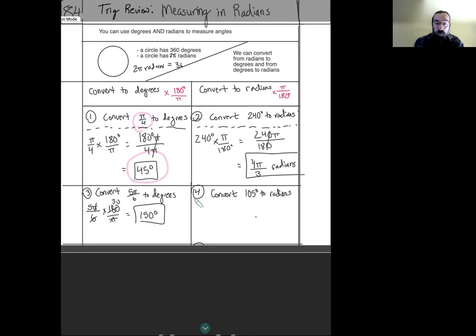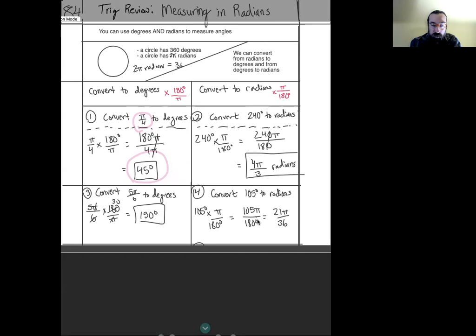Moving on to number 4, we're going to convert 105 degrees to radians, multiplying that by pi over 180. We get 105 pi divided by 180. Need to simplify that now. And I divided the 105 and the 180 by 5 to get 21 over 36. And now I'm going to divide by 3 to get 7 pi over 12. And that's as simple as I can make it. So 7 pi over 12 radians.